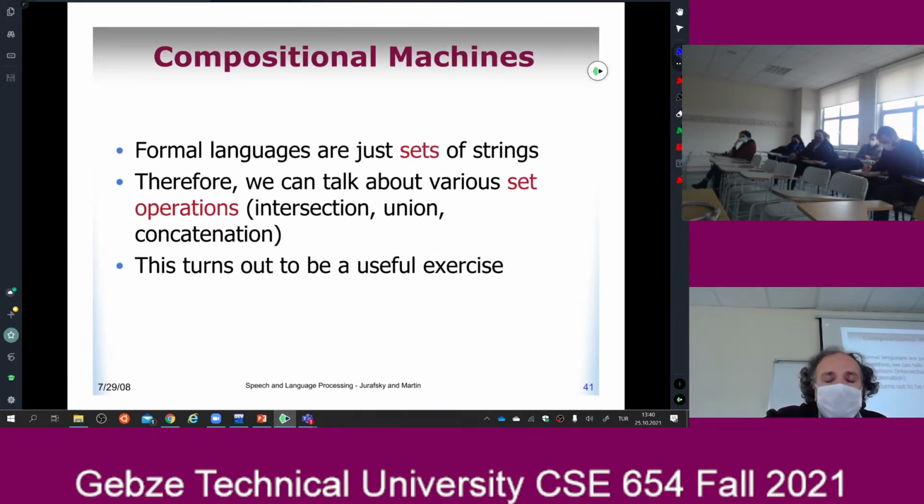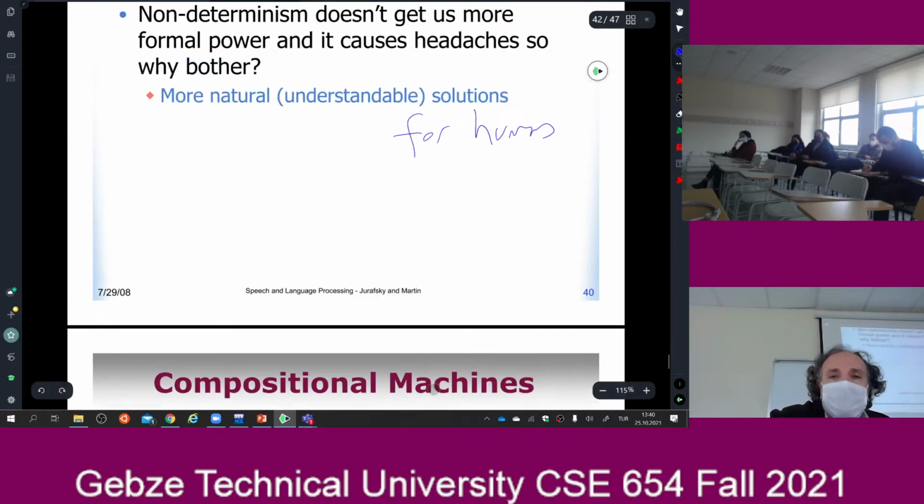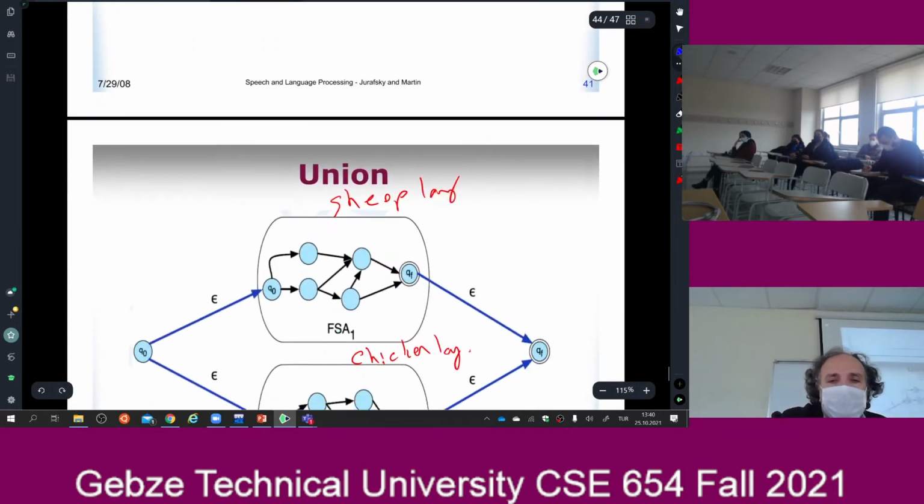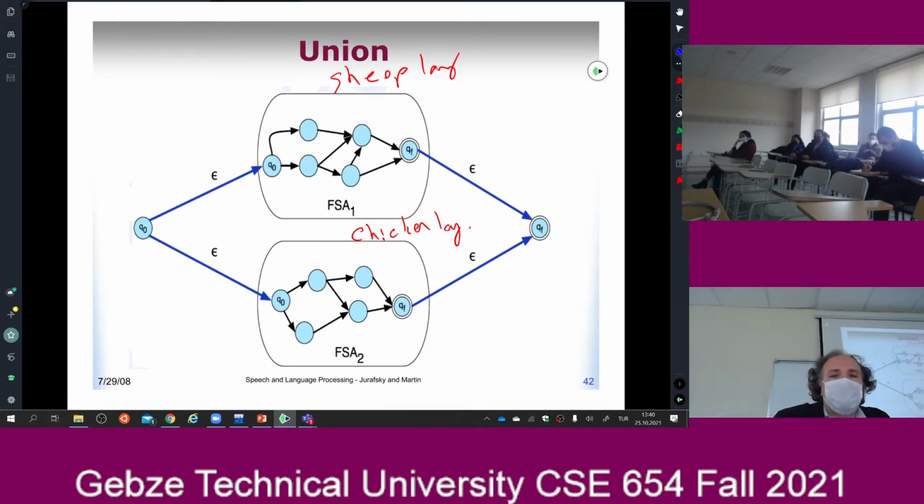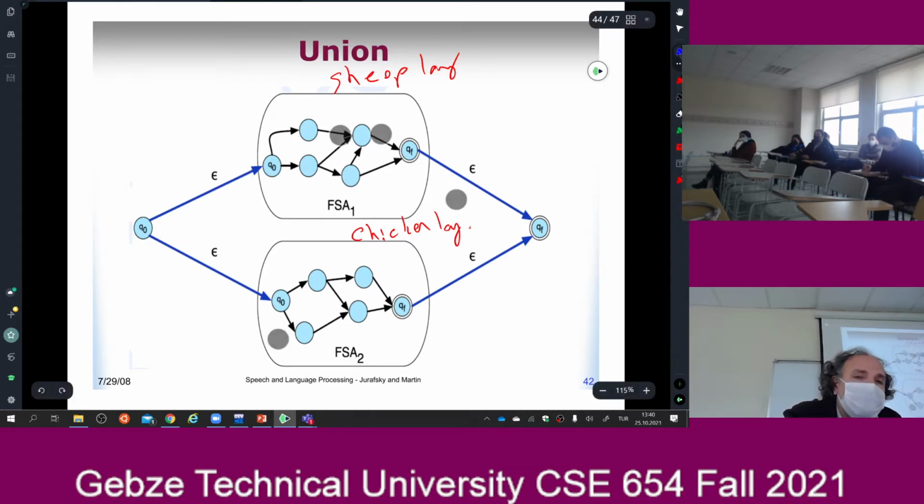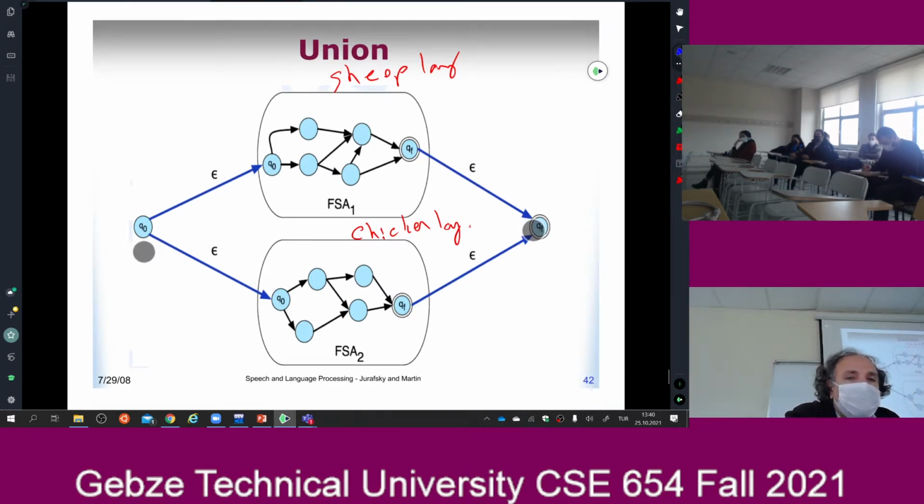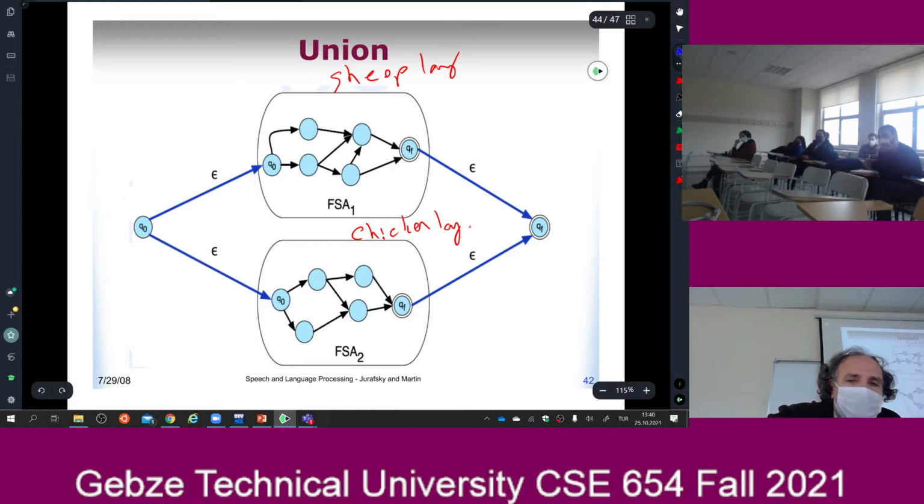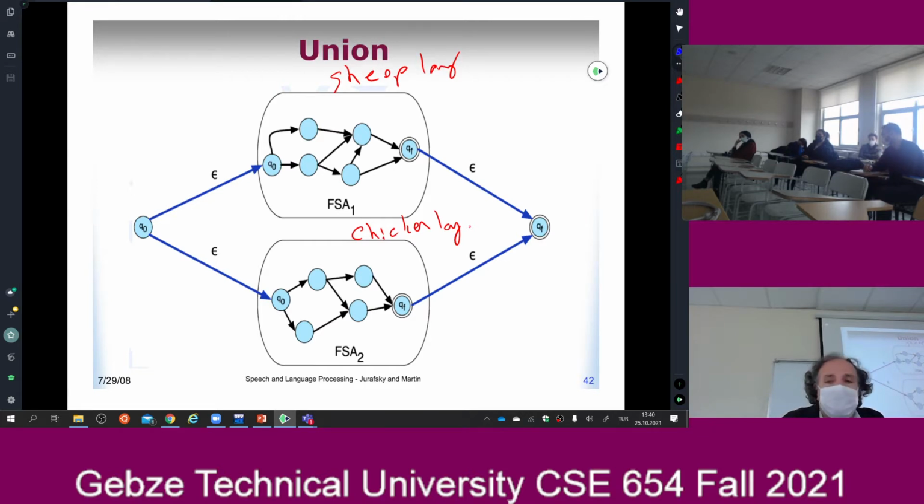Okay, so this advantage will come in situations like this. Suppose you have two finite state automata, deterministic ones, for example. I can easily combine them together into a single non-deterministic finite state automaton. I don't have to go into details of these boxes. These are just black boxes. For me, it doesn't matter. By putting these epsilon transitions or empty transitions, I can combine these two, the sheep language with the chicken language, and now I have an automaton that recognizes both.